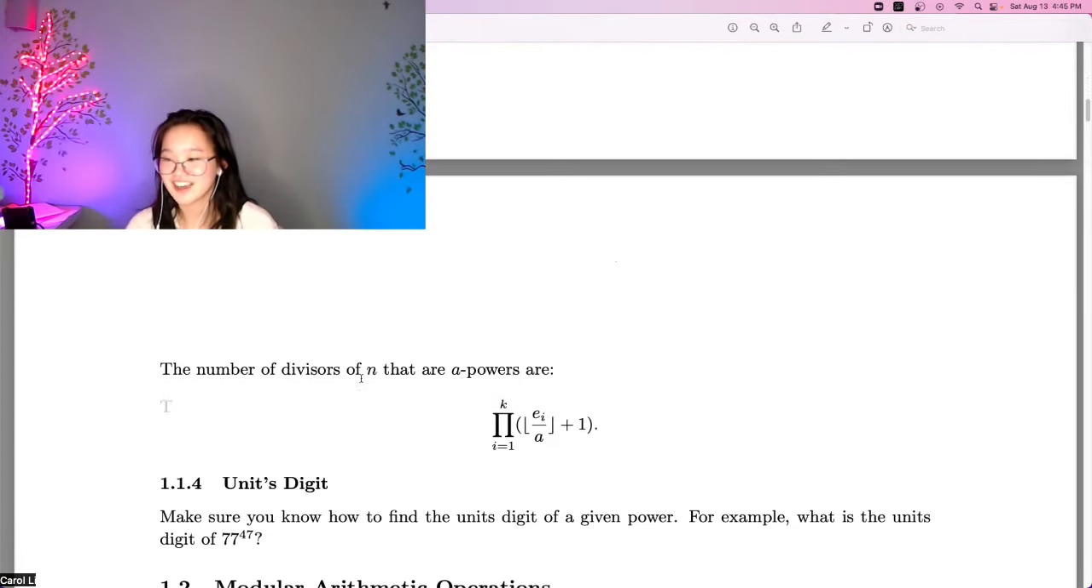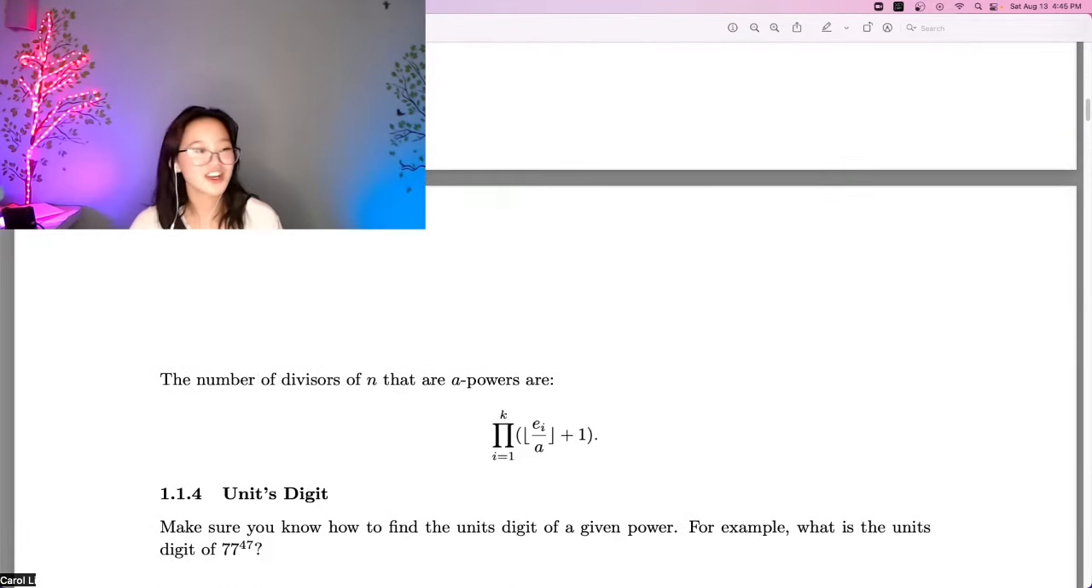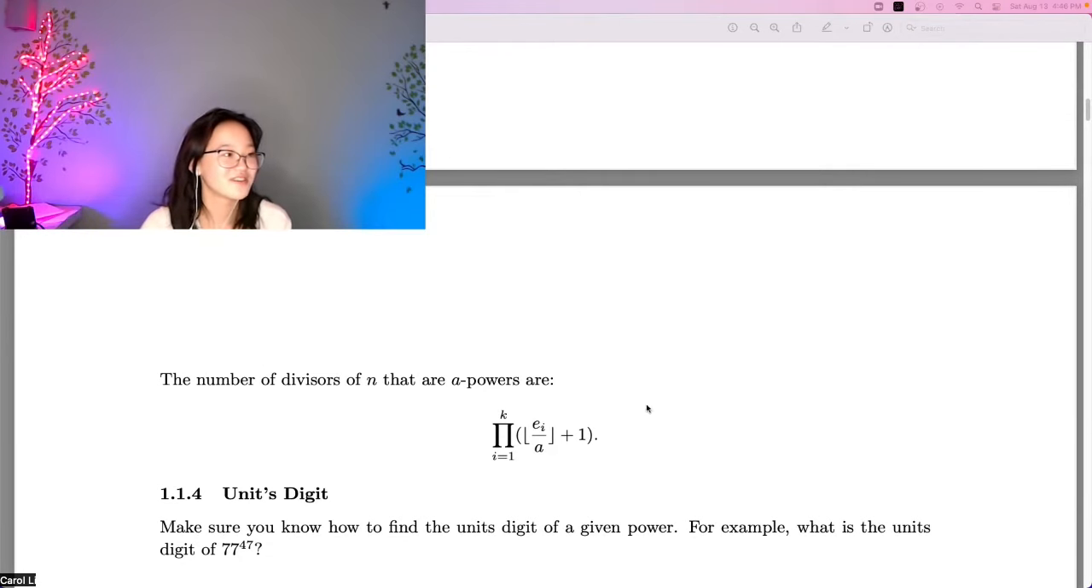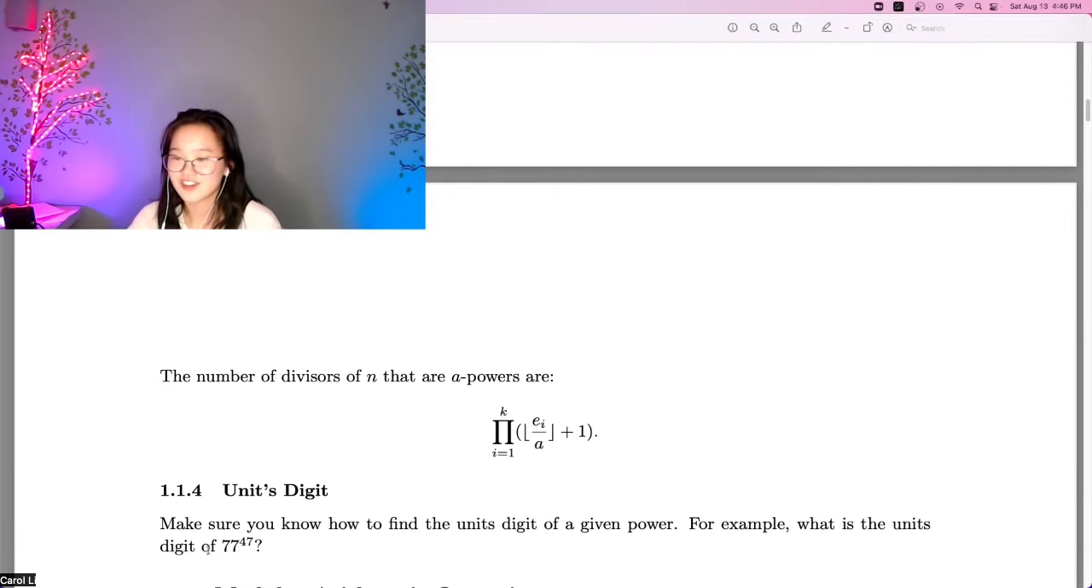And then the next thing is powers, and make sure you guys know how to find the unit digits too. This looks really hard, but you guys know how to do it, right? I think this is very similar. So for the unit digit, you want to find really quickly what the unit digit of 77 to the power of 47 is.